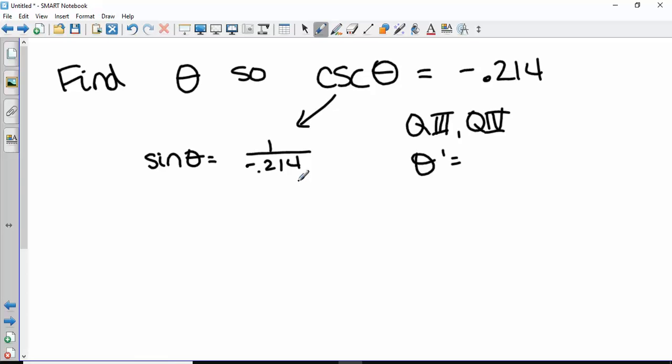I didn't make a problem that actually worked, did I? Can I change something? Let's make this 1.214. I wasn't even thinking. Can I do that? Mm-hmm.